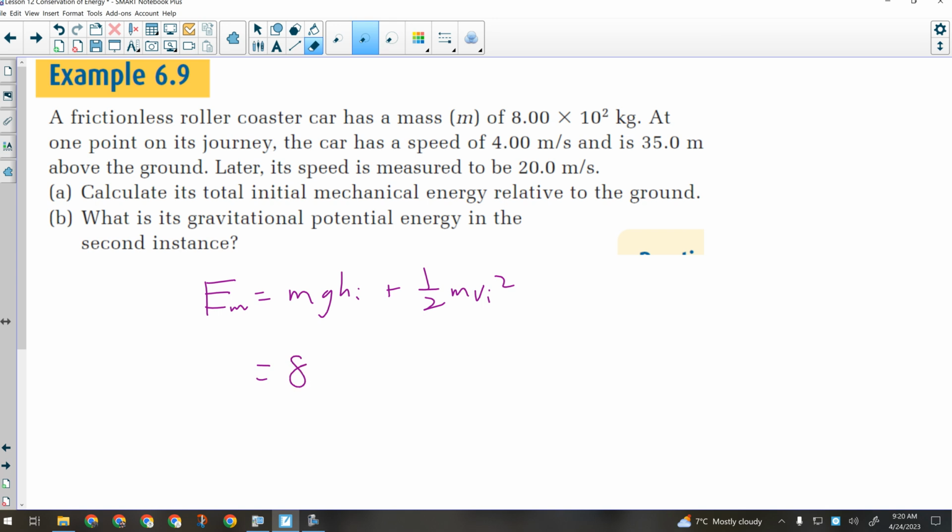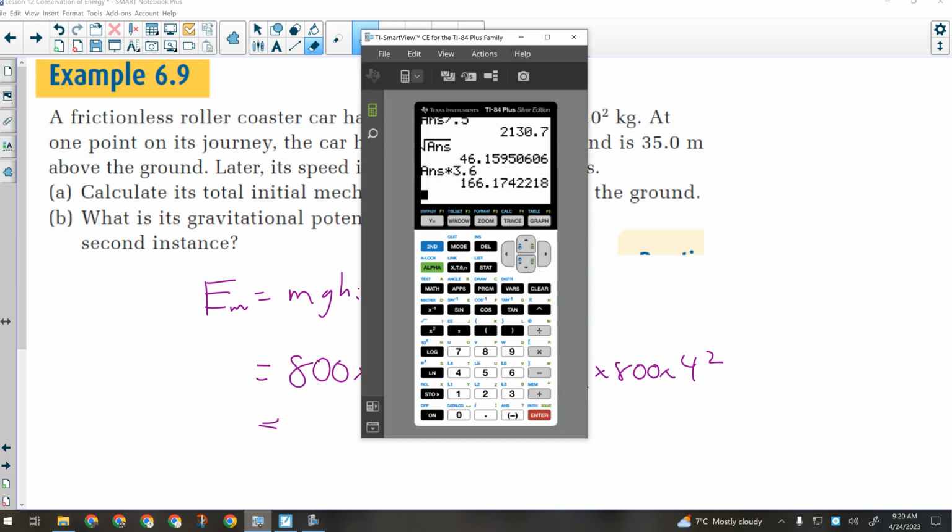So we take our 800 kilograms, we multiply it by 9.81, and then we multiply that by 35 meters. And we add that to 1/2 times 800 times 4 squared. Okay, why did I not cancel the masses on this one? It's not in F. It's what?